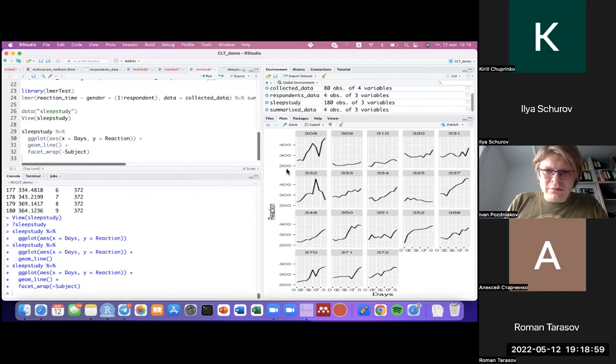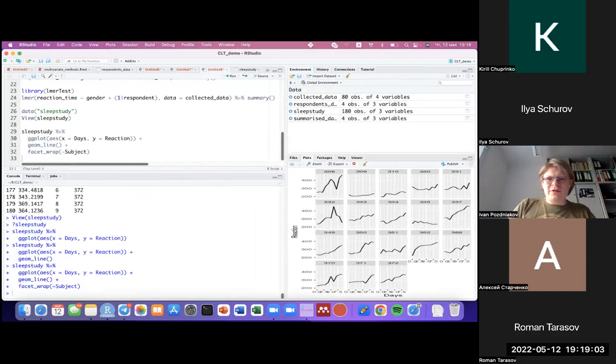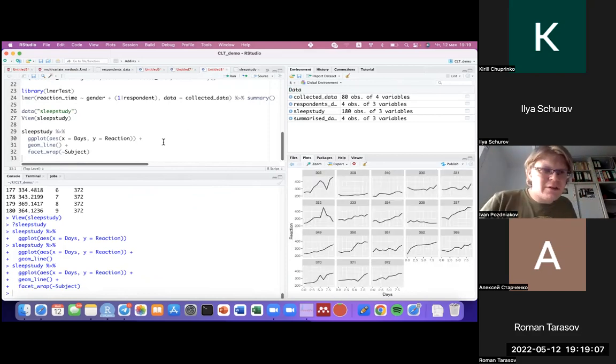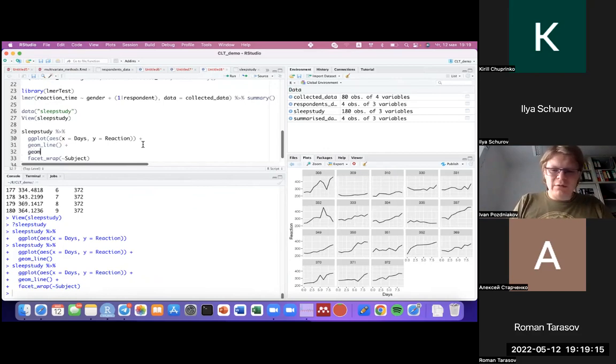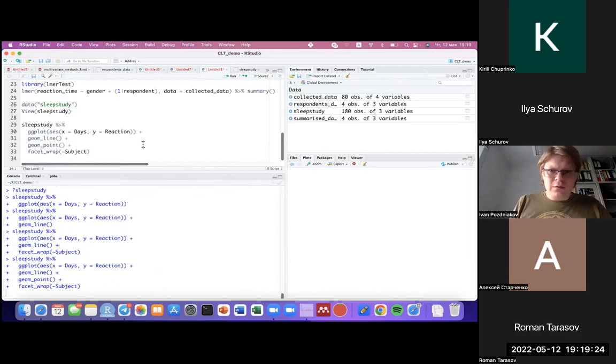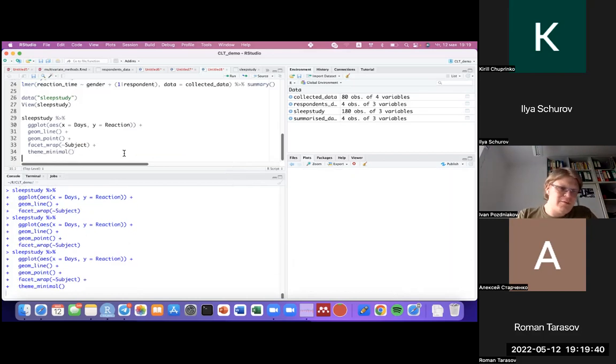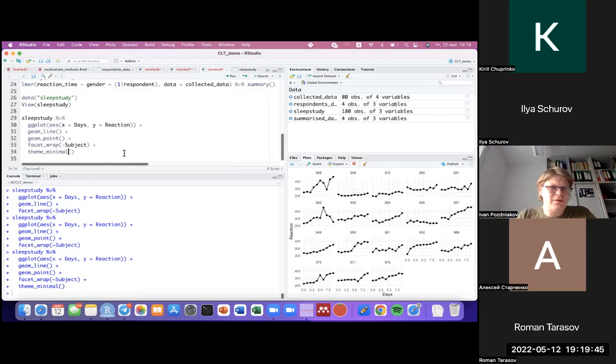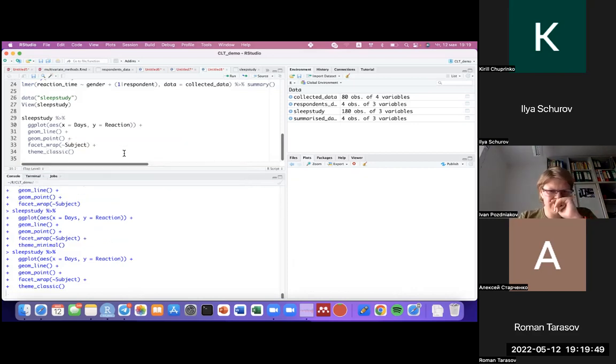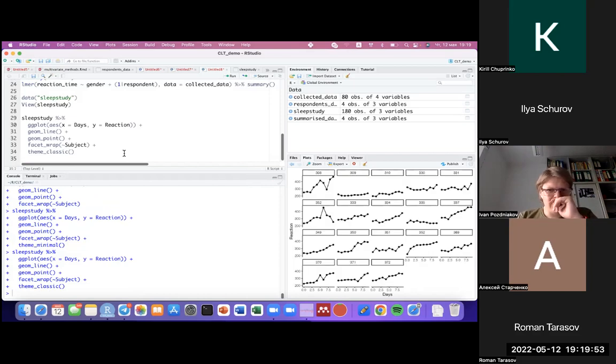So facet wrap is just a division of one figure into several figures. It's something like a group by, but for ggplot. I would also add points. So yeah, you have one day, one recording, you can see that. And also, let's use theme minimal, just because it's beautiful. Or maybe even theme classic. It looks nice, and very scientific, but minimal is better.